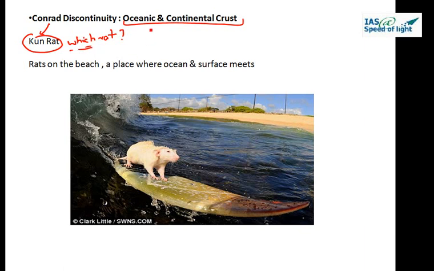So the place where the ocean and the continent meet is a beach, a sea beach. You can see this picture. This is a sea beach, and this rat is enjoying water sports on the sea beach. So you are asking which rat? Okay, Conrad. Conrad is enjoying on the sea beach. A sea beach is a place where ocean and the continent meet. So the Conrad discontinuity is between the oceanic and the continental crust.